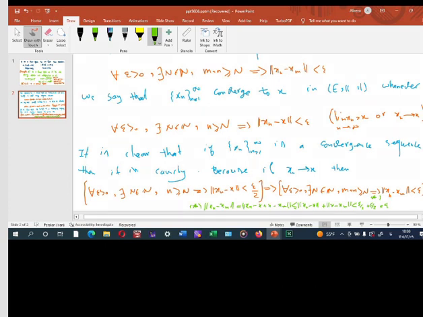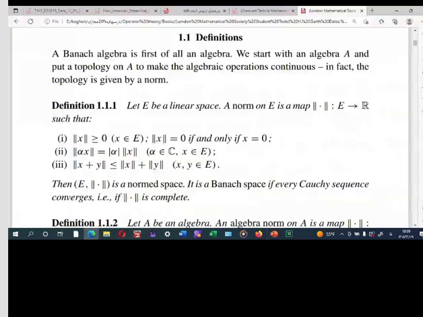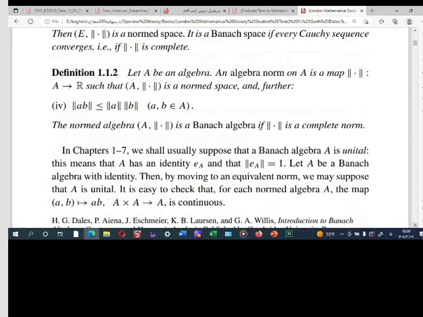Now if any Cauchy sequence is a convergent sequence, we say that this is a complete norm space. It is a Banach space or complete space if every Cauchy sequence converges. Then we say that this norm is complete and this norm space is a Banach space. And we have this definition.